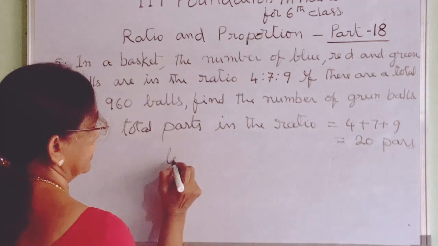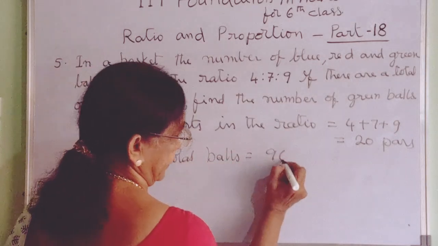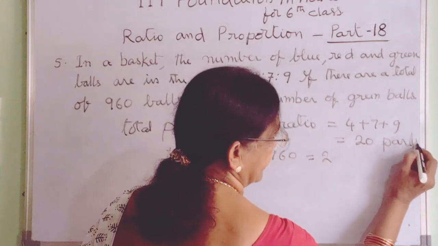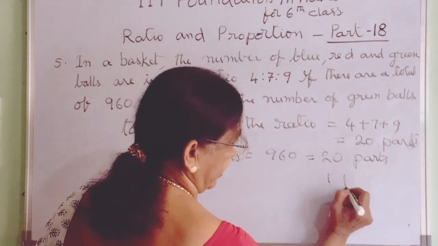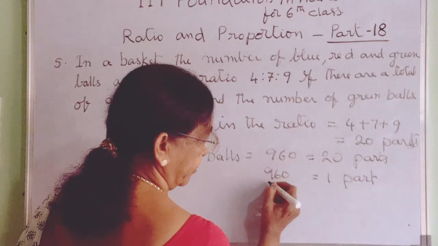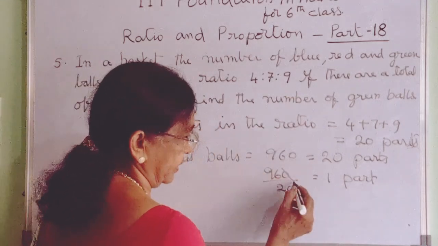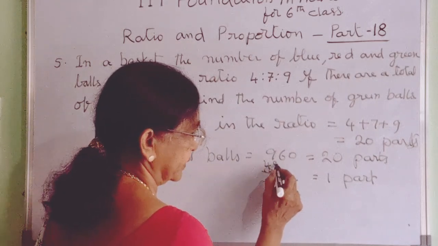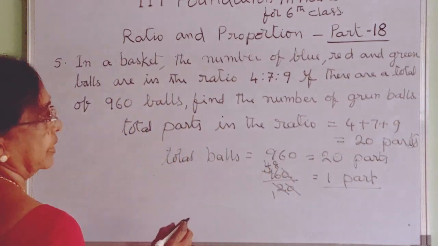And the total balls is equal to 960. Therefore, 960 is equal to 20 parts. Therefore, one part is equal to 960 by 20. 960 by 20, so 0 gets cancelled. 2 ones are 2, 2 fours are 8, 2 8s are 16. So each part is equal to 48 balls.